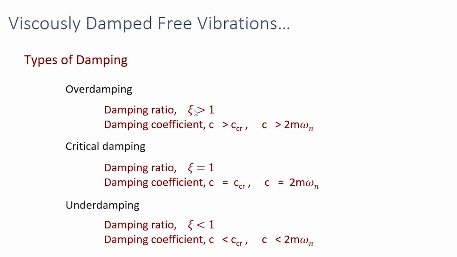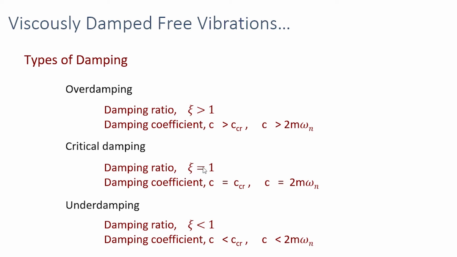So if the value of zeta is greater than 1, that means the damping is more than the critical damping value. That type of damping is called overdamping. And when zeta is equal to 1, the structure is under critical damping. That means the damping coefficient is equal to the critical damping, which is equal to 2 times mass multiplied by natural frequency.